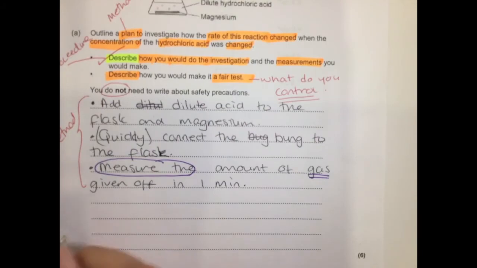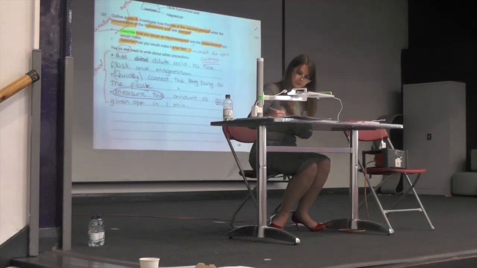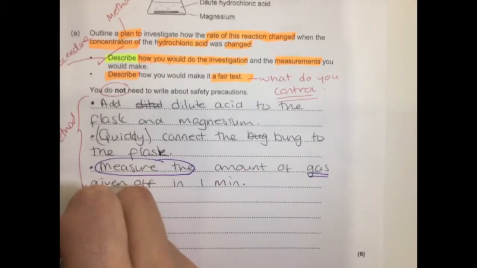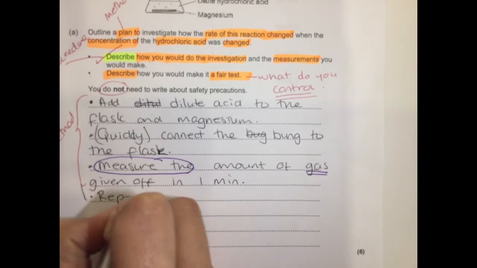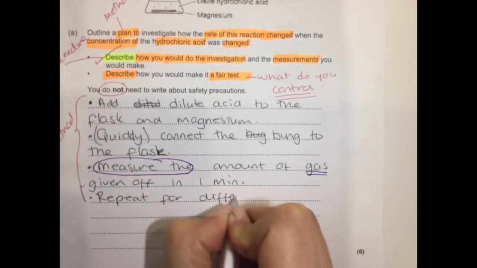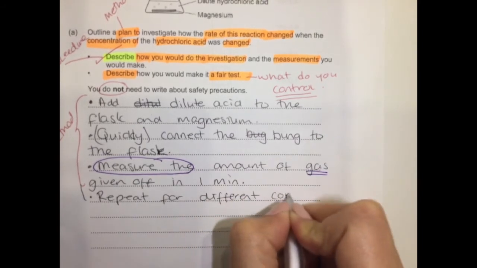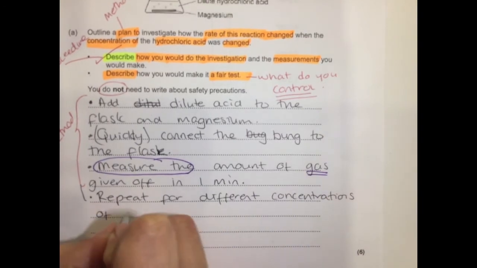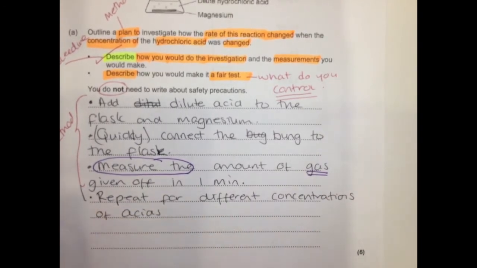Now, the second part is how to make it a fair test. So we're going to do that now. Oh, I've missed something. What do we need to do? Can we do it once? Because we need to change what? We need to change the concentrations. So we need to repeat this. Repeat for different concentrations of acids. So that bit there, all of that is your method.